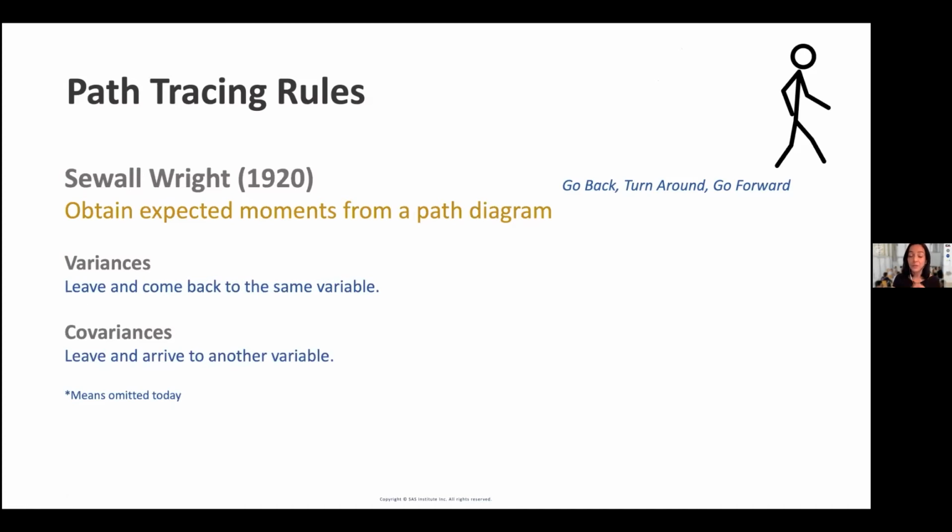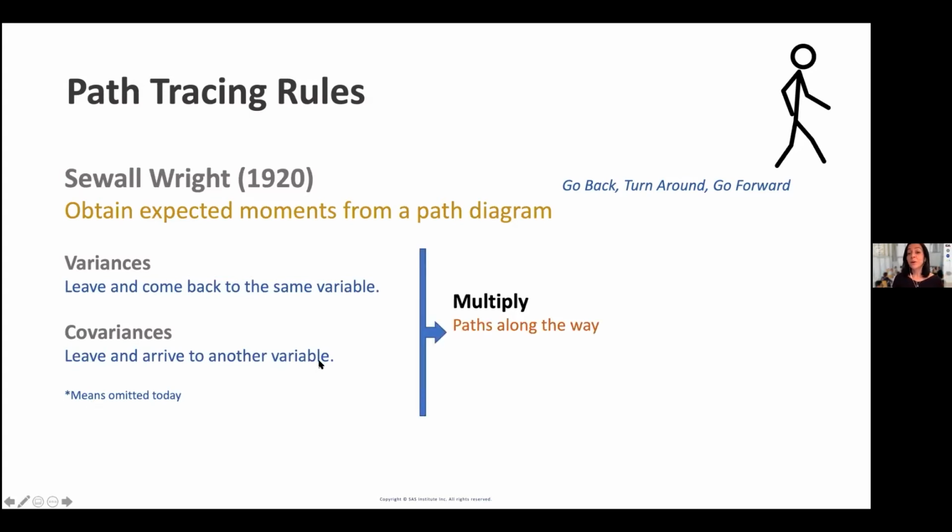All right, so we have to find all of the possible ways to leave and come back to the same variable, and that will give us the expected variance of that particular variable. For covariances, we have to find all the possible ways in which we are going to leave and arrive at another variable. And I have a note here that we're not talking about means, but there's also rules as to how we get the expected means. Just not enough time today.